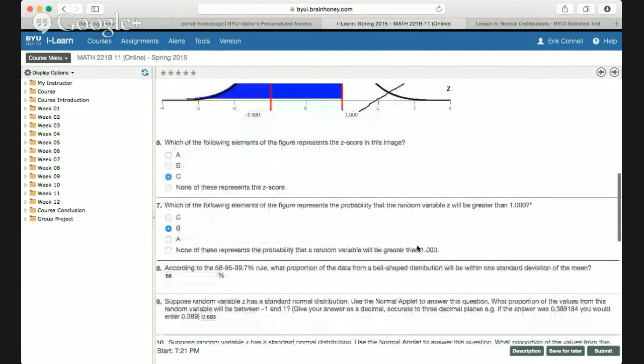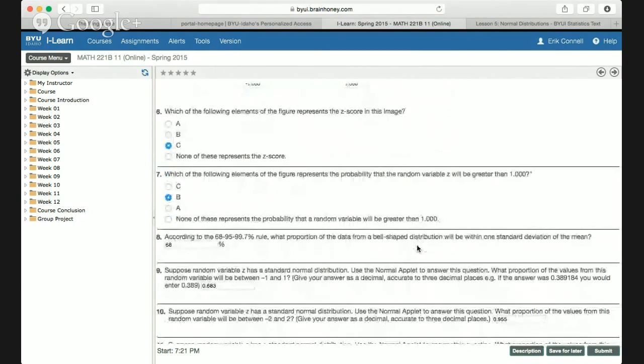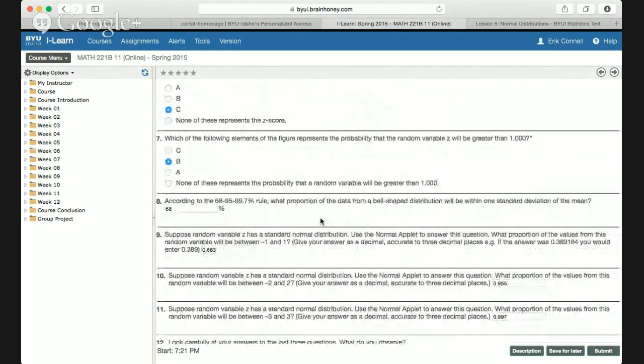Okay, according to the 68, 95, 99.7% rule, what proportion of the data is within 1? 68.